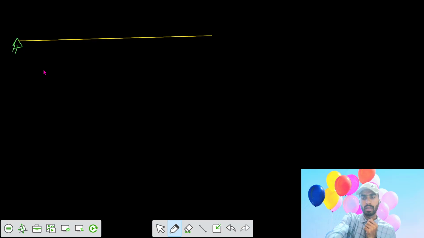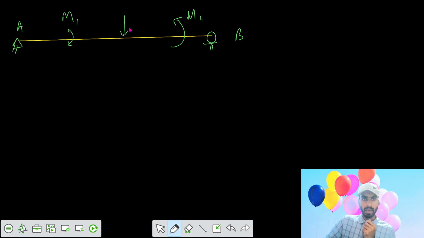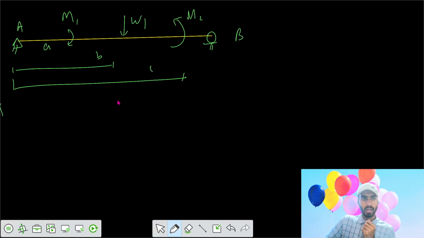So let's say you have a loading configuration where this is your support A and support B. Loading: concentrated moment M1, concentrated moment M2, and load W1 here. So this is your A, this is B, this is C, and this is L.